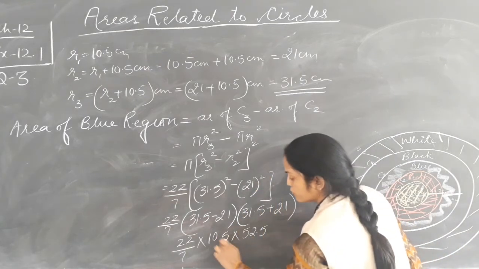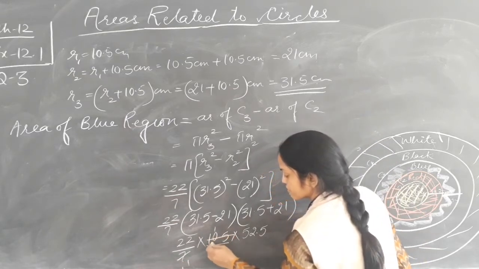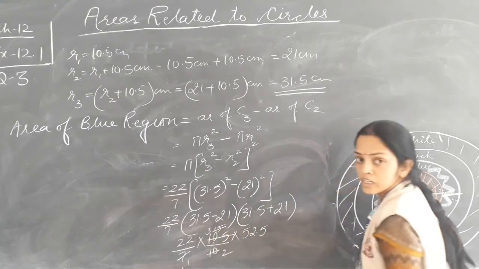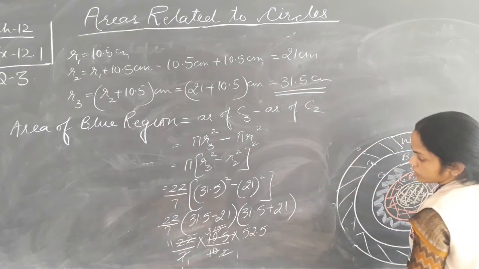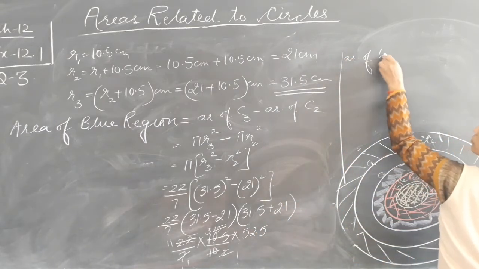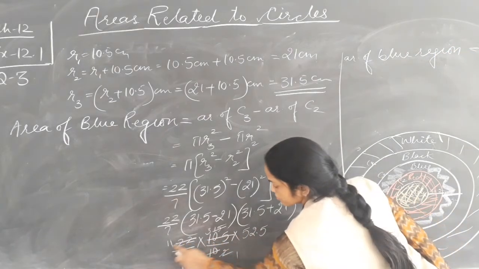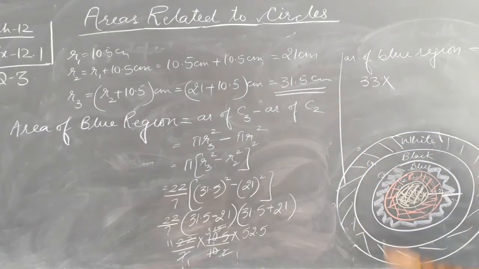Correct? Now again I am removing this decimal and I am keeping 10 in denominator. 7 ones are 7, 7 ones are 7, 7 5s are 35, 5 3s are 15, 5 2s are 10, 2 1s are 2, 2 11s are 22. So we got area of blue region as 11 multiplied by 3, 33 multiplied by 52.5. Now multiply 33 by 52.5.